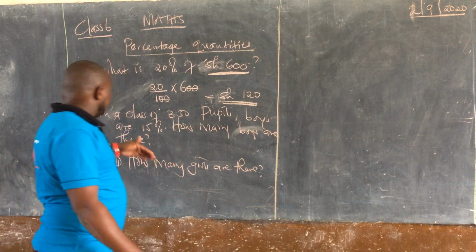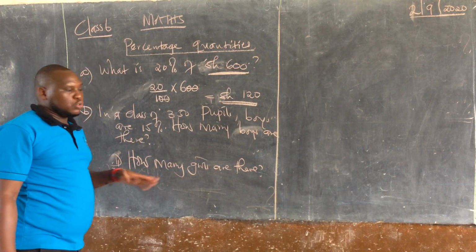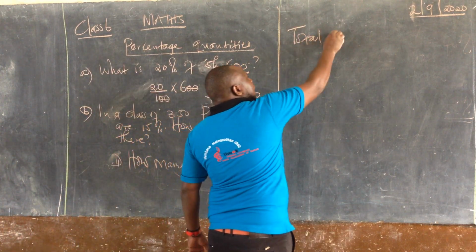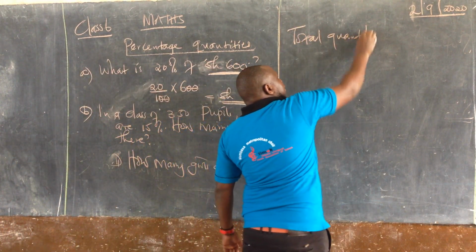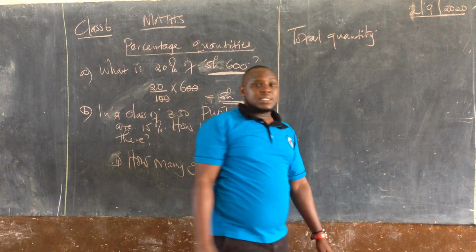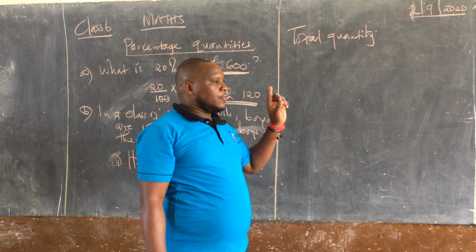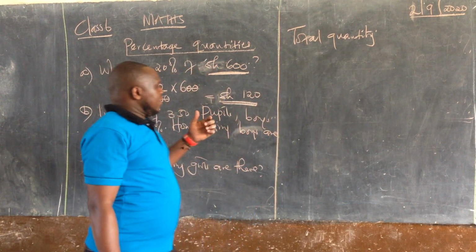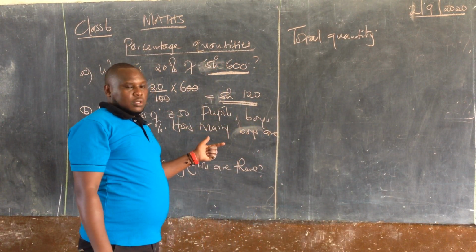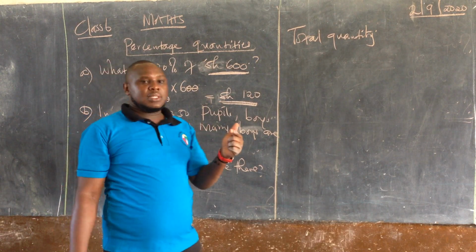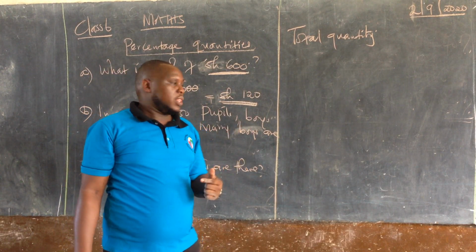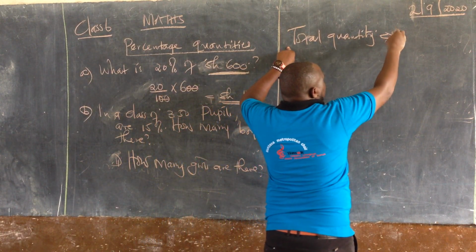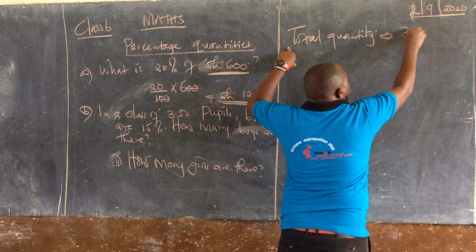So in this case, if you want to answer this question, we must be very careful. So you must get the total quantity. I told you that for you to be able to do mathematics and do it so well, you need to have a way of handling mathematics. If you are given a word question, you break it into statements that you can be able to work with. So the total quantity or the total number of pupils is 350.